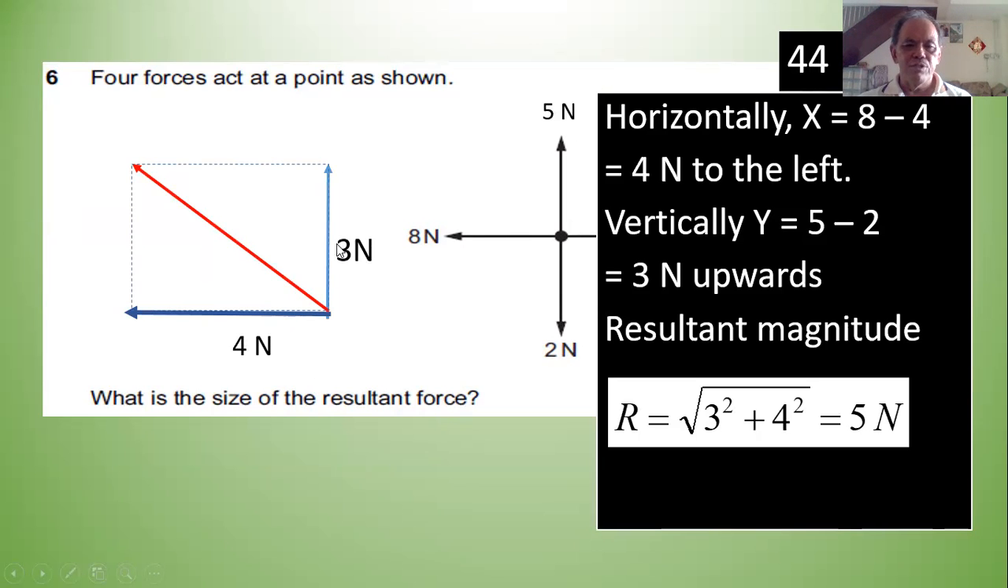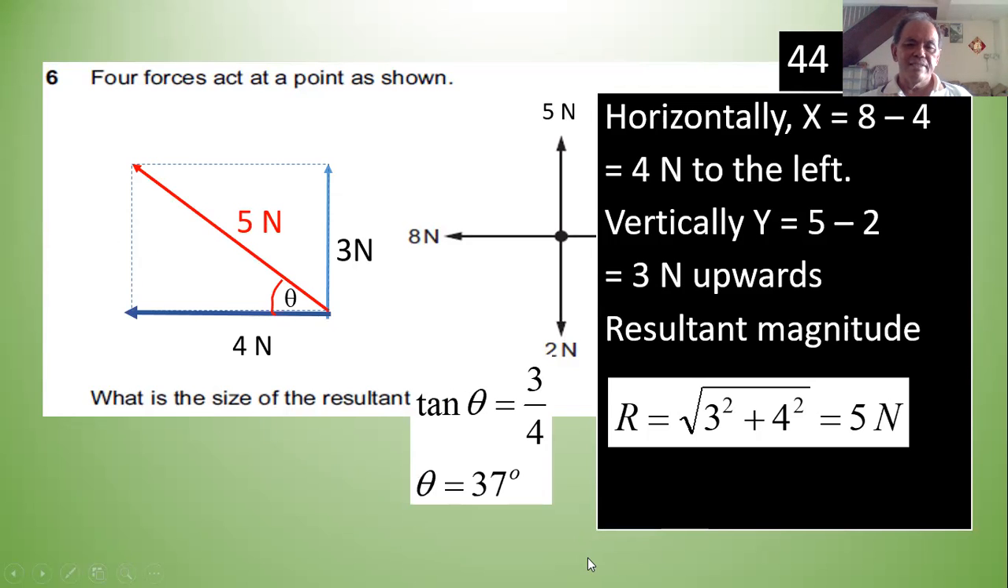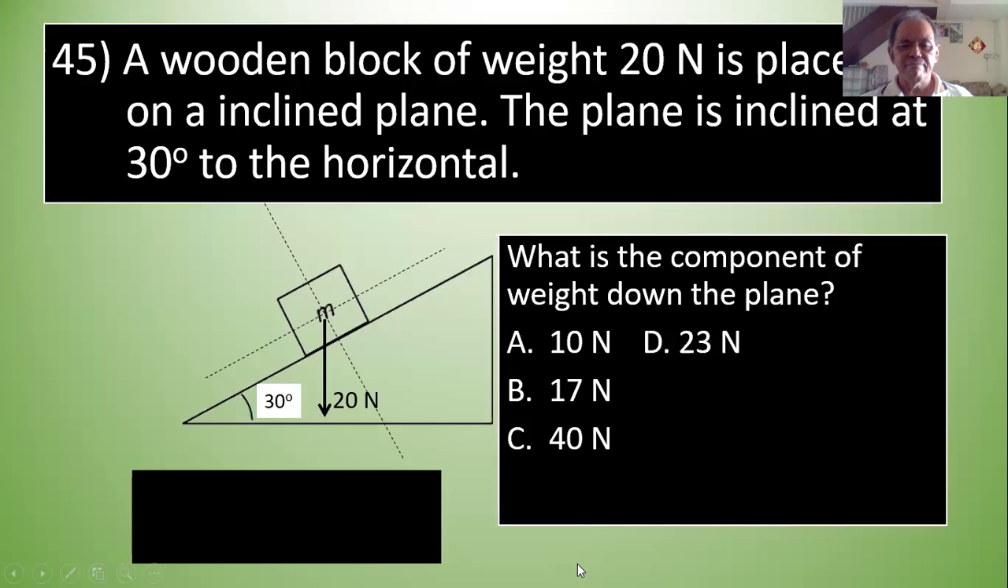Using Pythagoras theorem, this is 3 also. 3 squared plus 4 squared is 5 squared, square root that, becomes 5 Newton. Remember, it's a vector, so you must have a magnitude, then you must have a direction. Tangent theta is 3 divided by 4. Theta is 37 degrees.